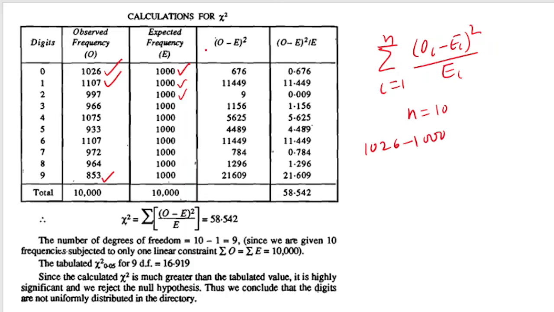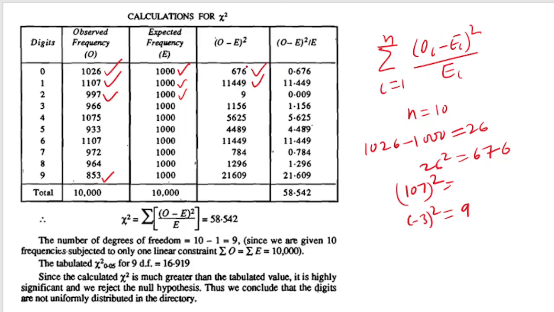In case you wish, you can create a separate column for O minus E. That will be equal to 26, and then you take the square of 26, so it is 676, right? Then you have 1107 minus 1000, so the difference is 107, and if you take the square of it, you get this. Here you have 997 minus 1000 is equal to minus 3, and the square of minus 3 is equal to 9. Similarly, we calculate the difference O minus E for each of the data and take the square of it.